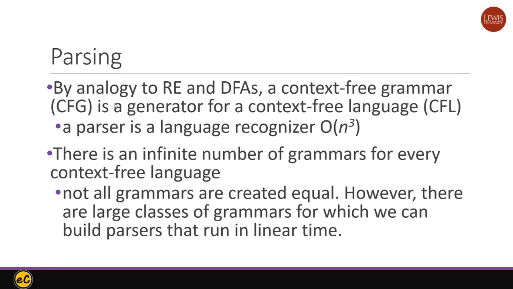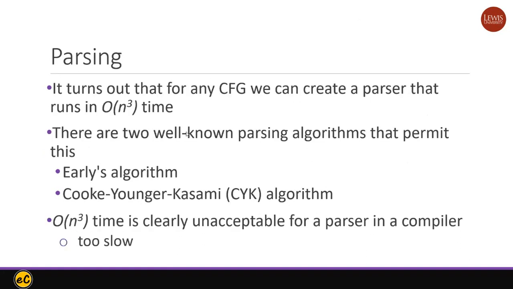Passing by analogy, from regular expression to deterministic finite automata, a context-free grammar will be generating a context-free language. And the parser is an order n cubed algorithm, but this one is too slow. So usually we try to optimize the parser to become n log n time. If n cubed, that's too slow. There is an infinite number of grammars for every context-free language. These are still very theoretical. It turns out that a context-free grammar can always generate a parser with n cubed time.